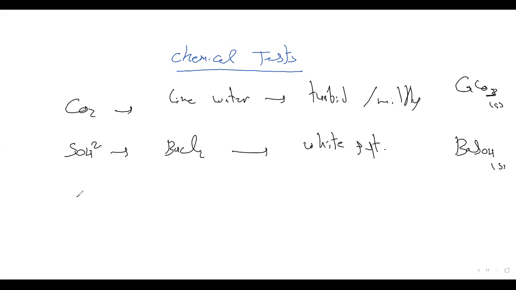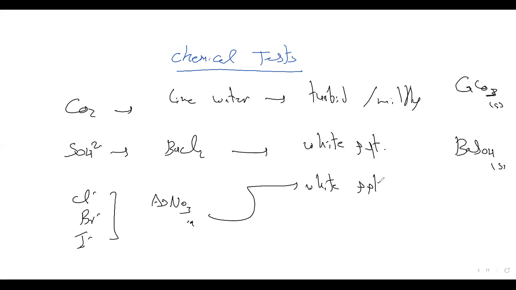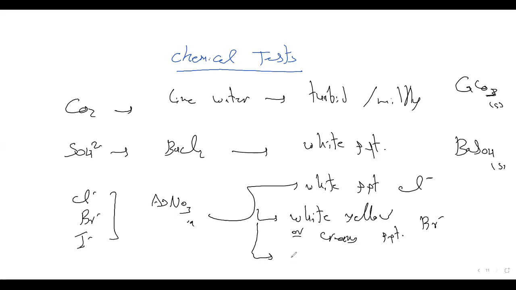In case of halides, chloride, bromide, iodide, adding aqueous silver nitrate, they will form precipitates. In case of chloride, white precipitate. In case of bromide, white, yellow, or creamy precipitate. In case of iodide, yellow precipitate.